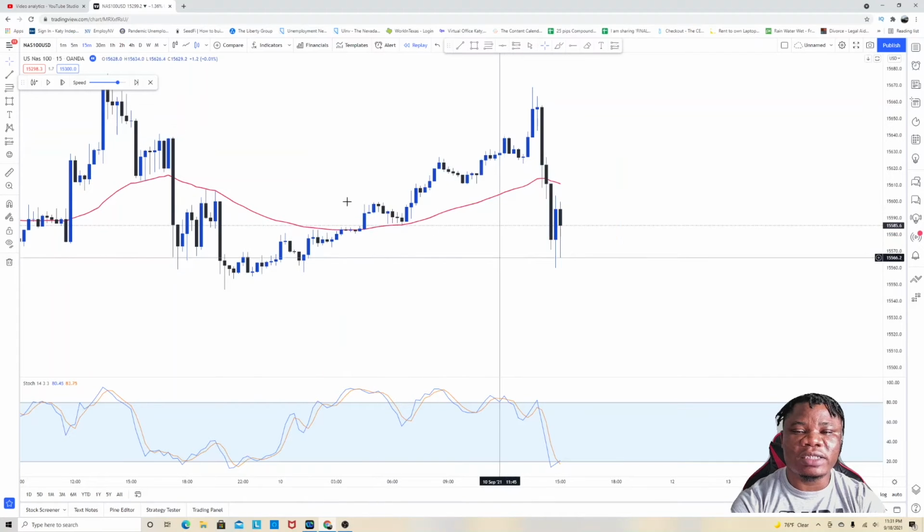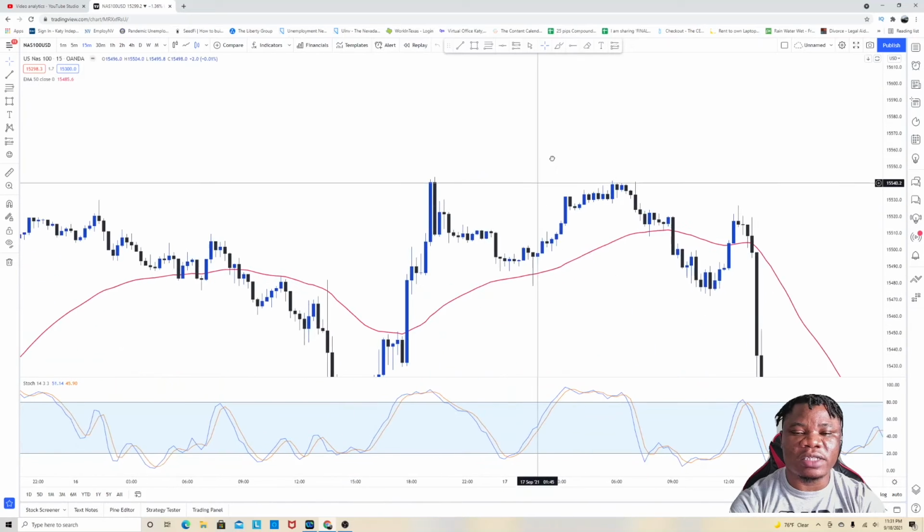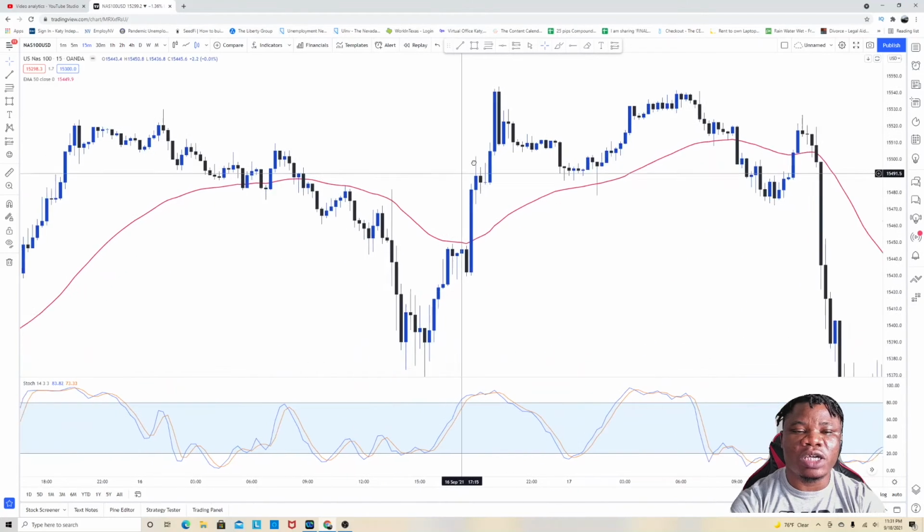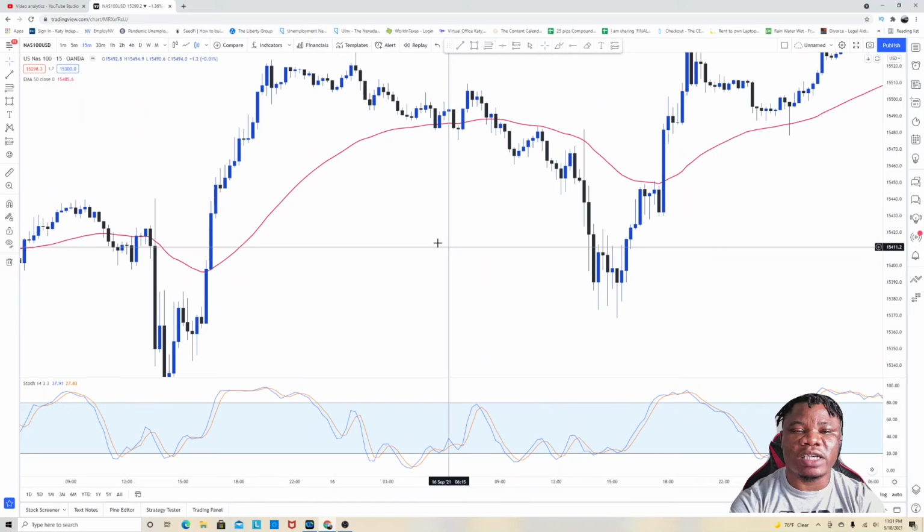Now let's take a look at what you guys also need to be looking out for if you want to take, for example, let's say a buy trade.